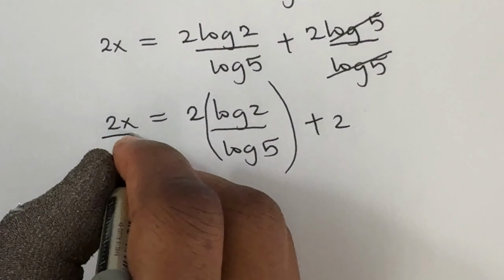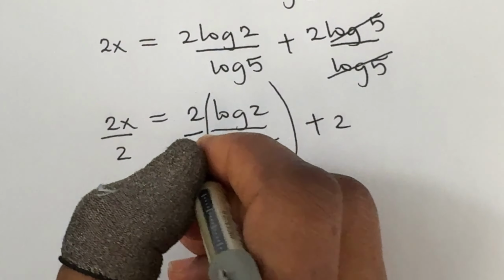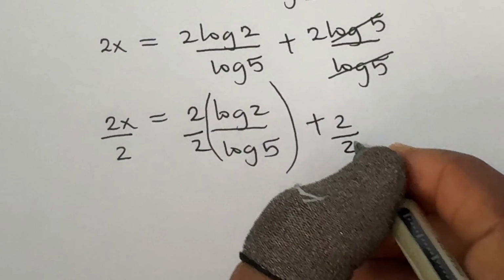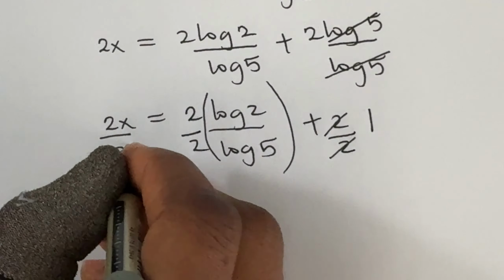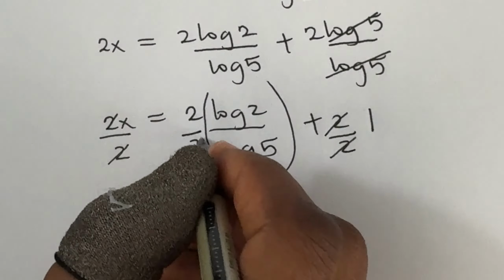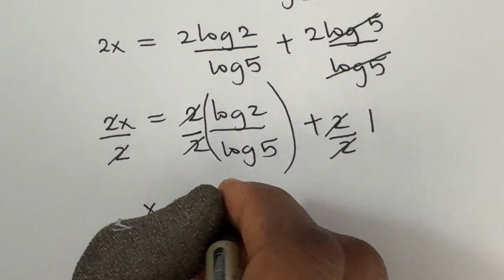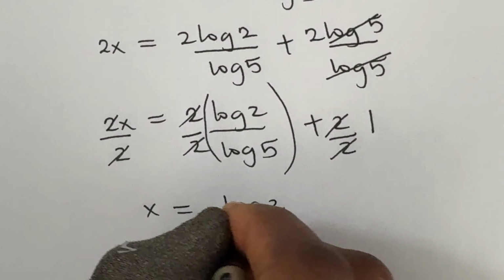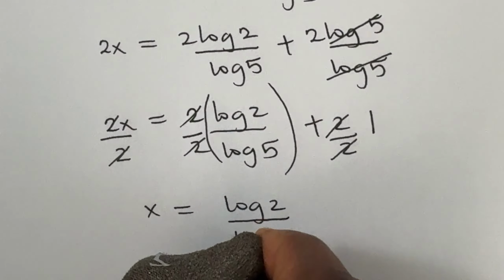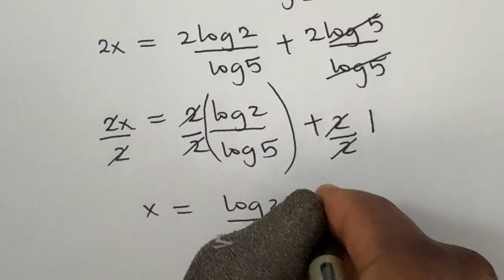We can divide through by 2, so that this gives us 1. This also cancels this, and this cancels this, leaving us with x is equal to log 2 divided by log 5, then plus 1.